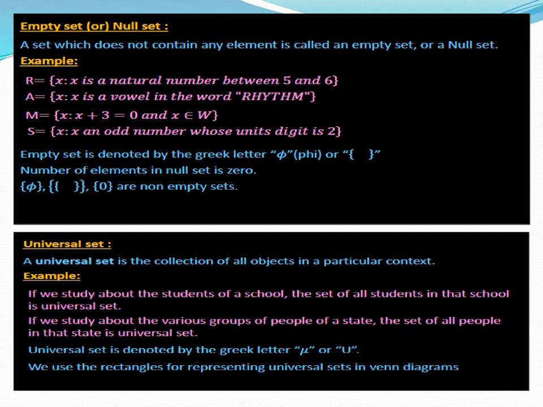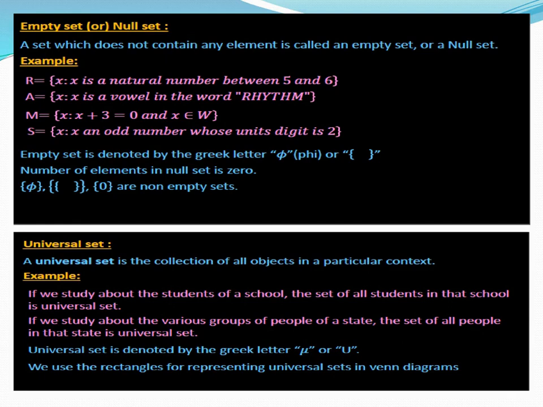And M equals to the set of x such that x plus 3 equals to 0 and x belongs to W, where W means x is a whole number. Here which equation is given? X plus 3 equals to 0. For which value is it satisfied for whole numbers? Is there any? No. Any number does not satisfy the given condition. So the given set builder form is a null set or empty set.